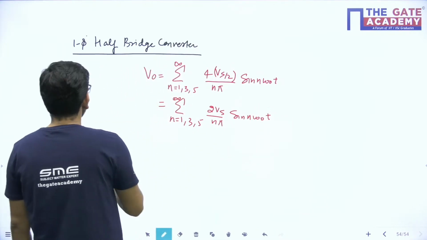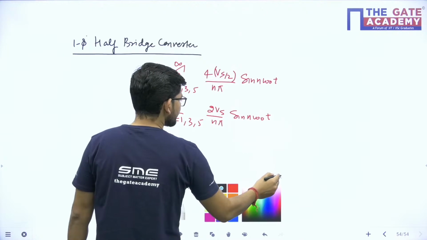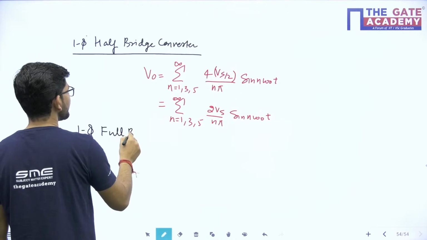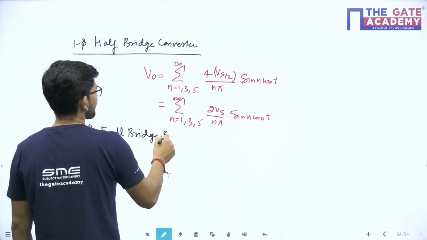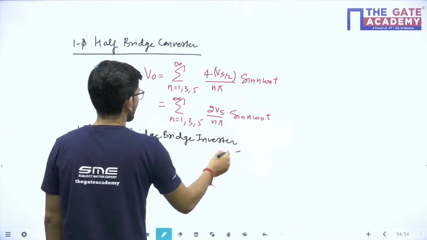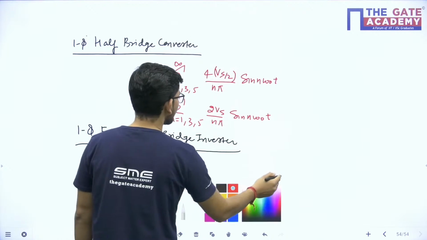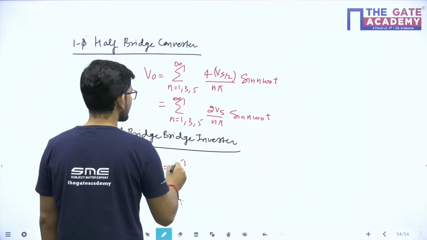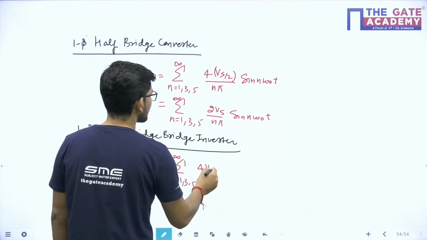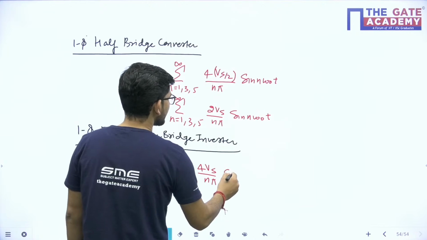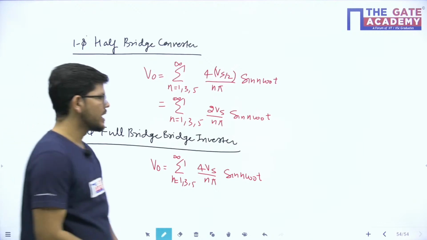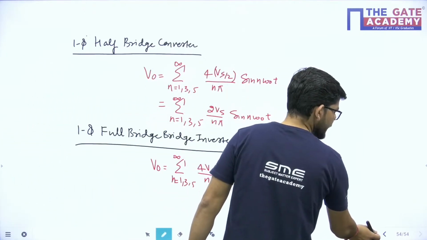And in case of single phase full bridge inverter, I am having output voltage Fourier series which is equal to 4 Vs upon n pi sin n omega naught t, exactly, isn't it? This will be equal to this much.